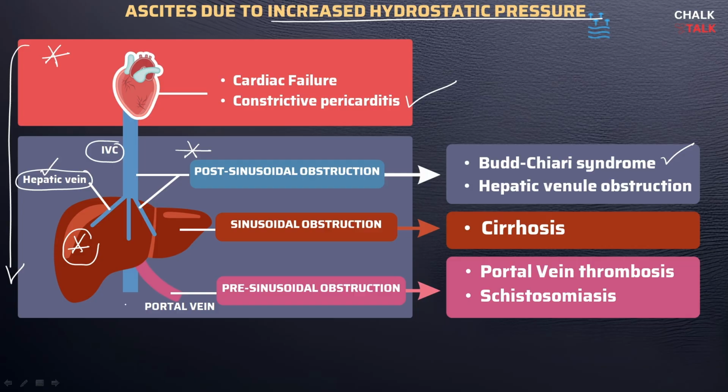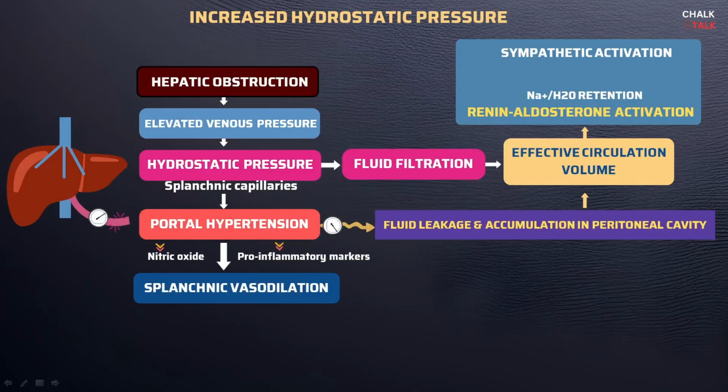Finally, below the liver, right there at the portal vein level, we have the pre-sinusoidal ascites. This can happen with portal vein thrombosis or even in parasitic conditions such as schistosomiasis, which is a reminder that global health conditions can also present in our clinics too. All right, now we take the next step.